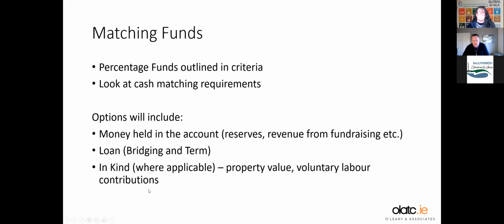Okay. In kind, again, property valuations, voluntary labour contributions, again, you need to look at what their requirements are to prove those are in place, and then the different reporting requirements. The main point I'm trying to get across is that saying we've got matching funds isn't good enough. You need to back that up with proof that you've got matching funds. Okay, that's really important, because a lot of groups say they have and they don't, and they can't apply because they don't have the documentation to back it up.